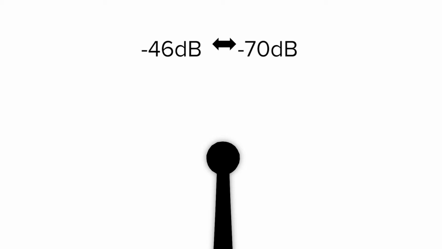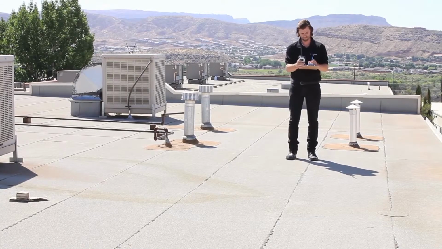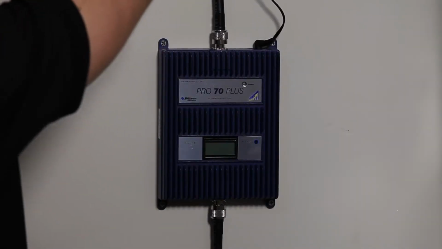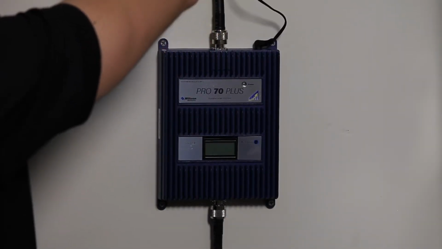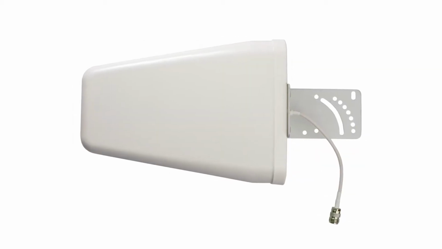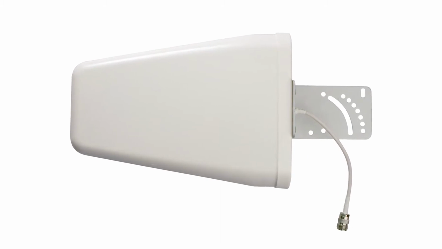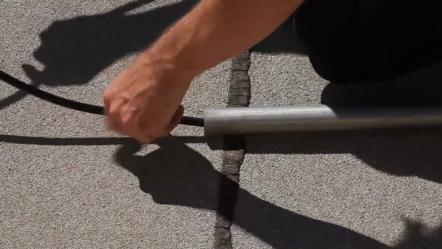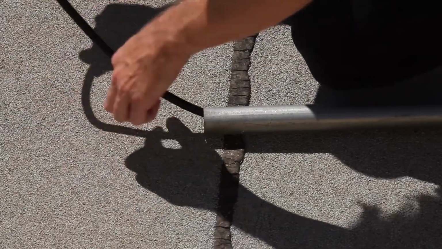-46 to -70 dB is the sweet spot. If you're getting signal readings within this range, the booster will provide a strong signal and the amplifier will be working at maximum performance. -71 to -80 dB is fine for LTE and cellular bands, but coverage for PCS and AWS bands begins to diminish here. Consider using a higher gain donor antenna like a Yagi directional. You will also need to keep cable runs at a minimum to limit signal loss.